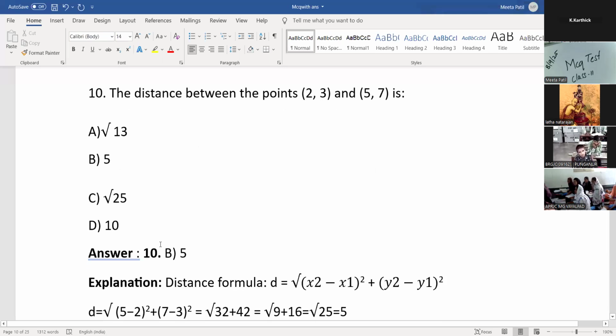And the next question is the distance between the 2 points (2, 3) and (5, 7). So you have to use the distance formula. What is that formula? (x2 - x1) whole square plus (y2 - y1) whole square, all under root. If you add those values, you will get the answer as option B, 5.